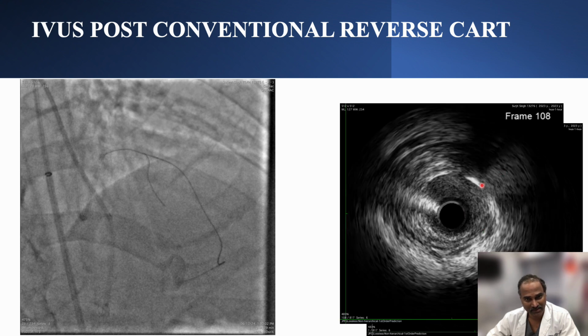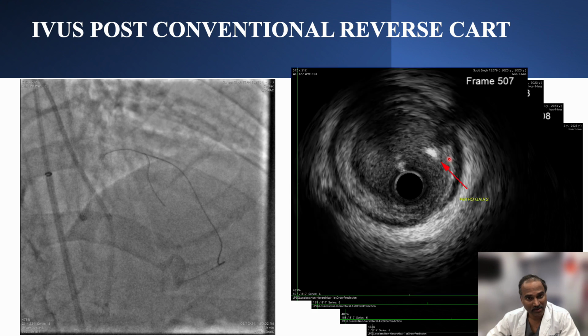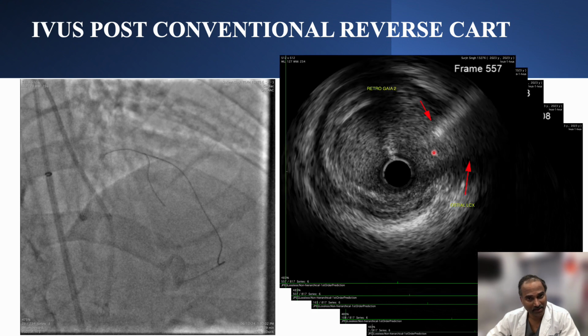And next you can see this is a diagonal. The wire is already in true lumen, so beyond the diagonal, and you can see this is a wire, and this is a proximal LAD, and this is the LCX. So the wire is in true lumen throughout the vessel, and especially at the location of all the side branches.